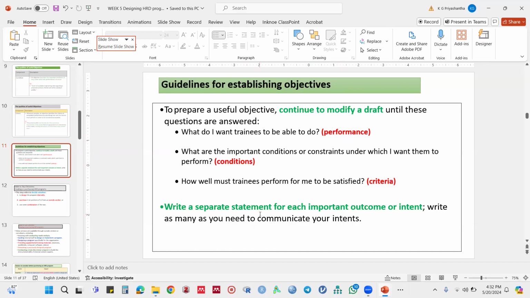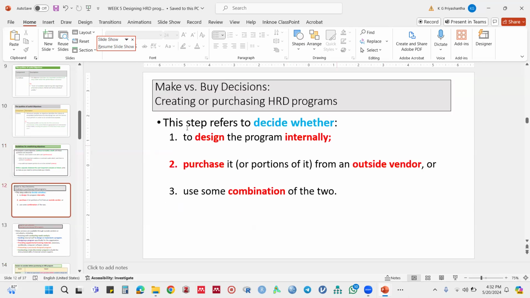Write a separate statement for each important outcome or intent. Write as many as you need to communicate your intents. Right. So these are the criteria or guidelines you can simply follow in establishing objectives.